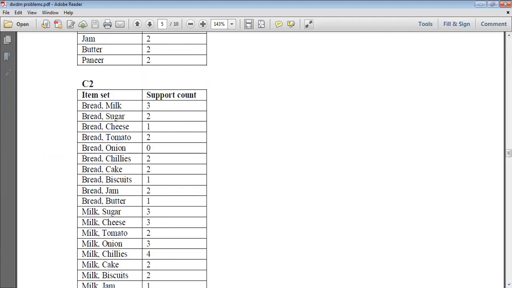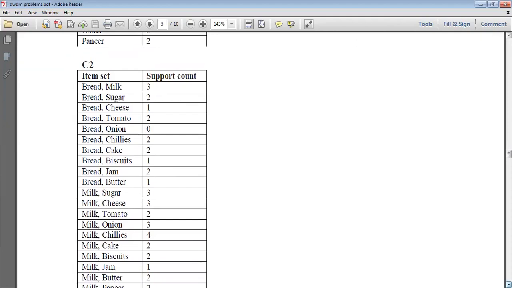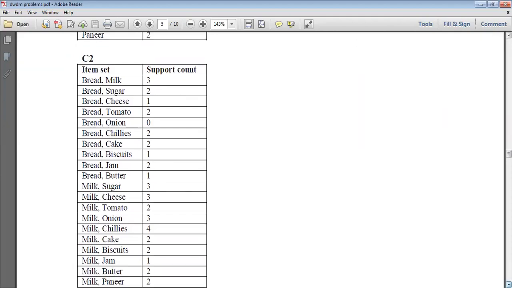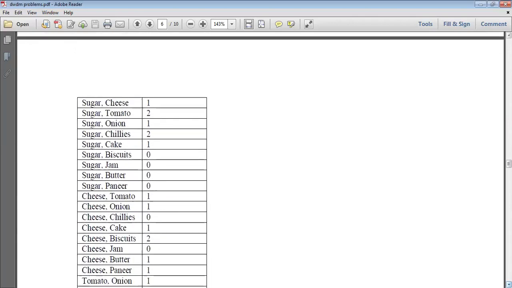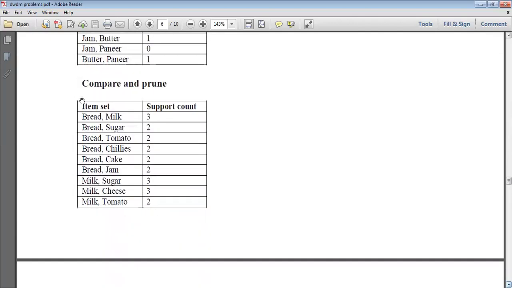So in all the candidate generations, those item sets whose support count is less than 2, you have to remove. See here, that is the removing. I want to remove here: compare and prune. So we have to remove all less than 2. Those item sets you have to remove here.